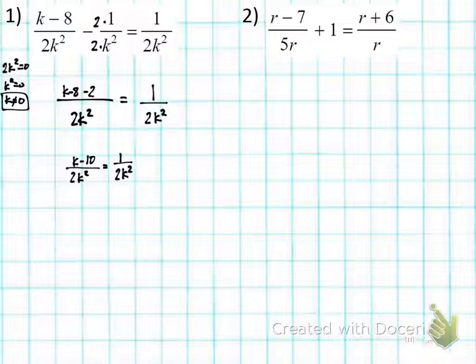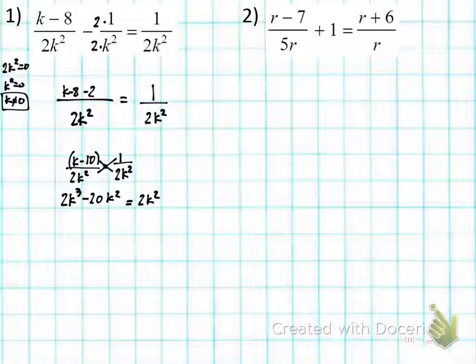Next thing I want to do, now that I know I have a fraction equal to a fraction, is cross multiply. So I'm going to multiply this whole first numerator times this whole denominator here. We got k minus 10, which has its own imaginary parentheses. We're going to multiply k times 2k squared, which is 2k cubed. We got negative 10 times 2k squared, which is negative 20k squared, which is equal to 2k squared times 1, which is 2k squared.